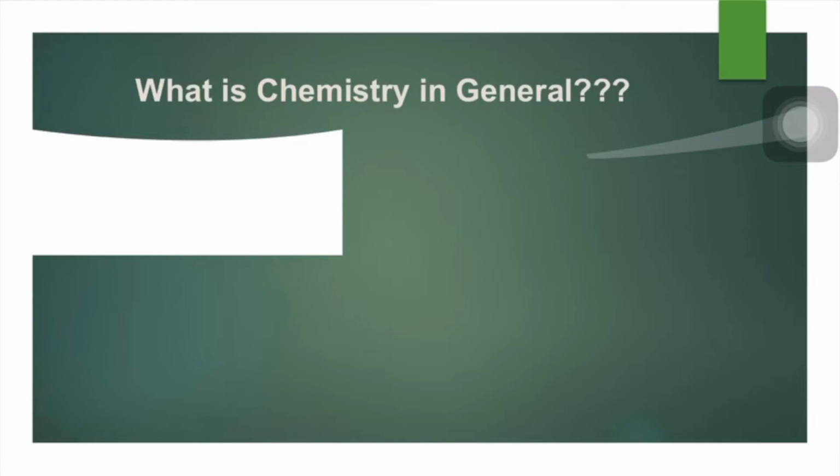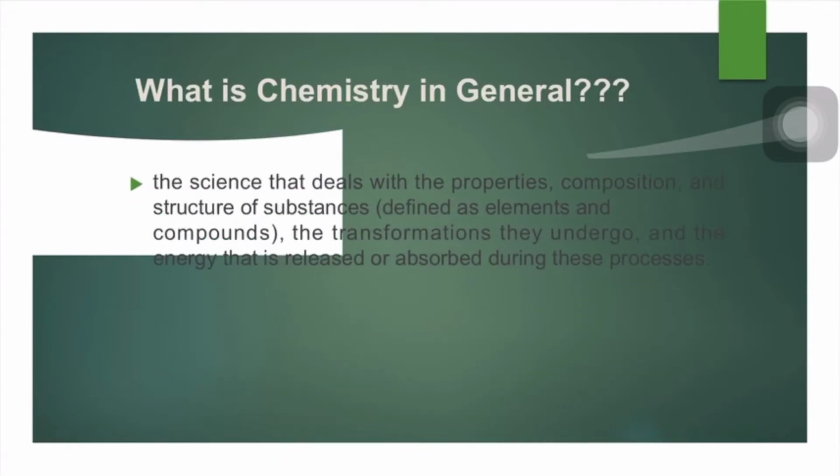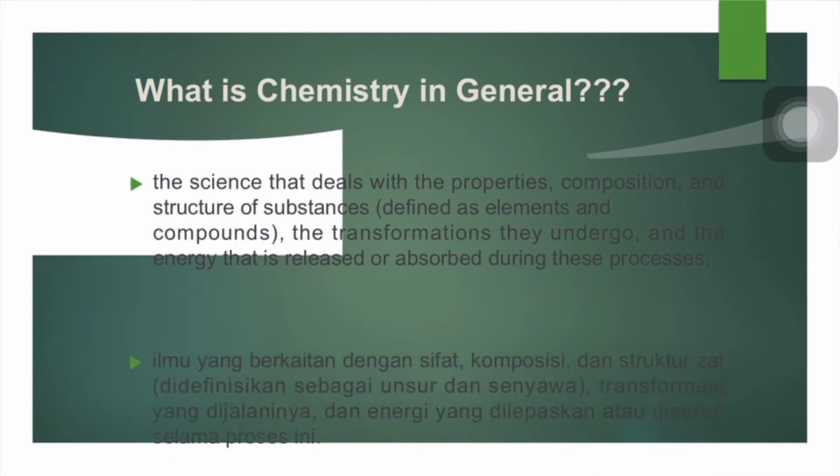The first is, what is chemistry in general? I'm sure you already know about this because you are a science student and you have had the material already, right? Chemistry in general is the science that deals with the properties, composition, and structure of substances, defined as elements and compounds, the transformations they undergo, and the energy that is released or absorbed during these processes.